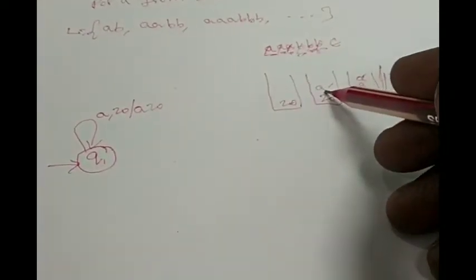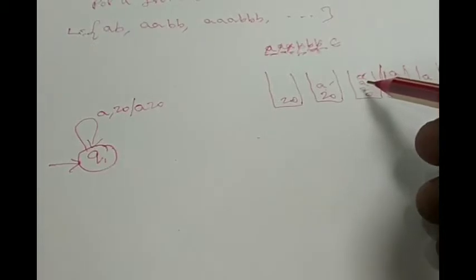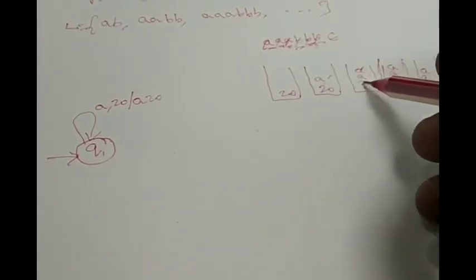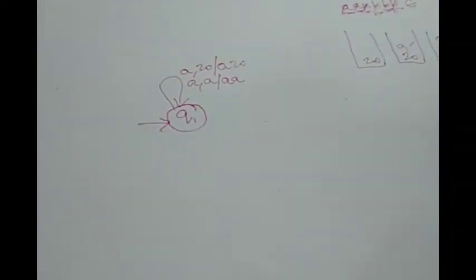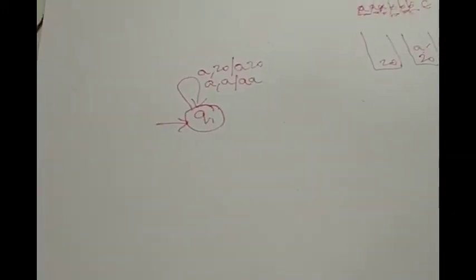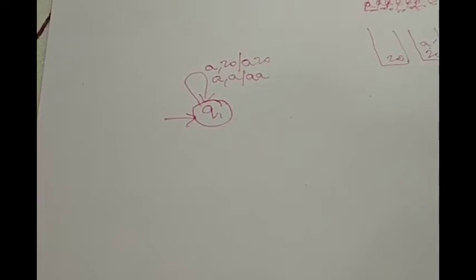Now the input is A and the topmost symbol is A here. So if that is the case, what should I do? I have to push A again inside the stack. That means A becomes AA here. So I just write A. Input is A, now AA inside the stack. Okay. Now for all A's we have done it.